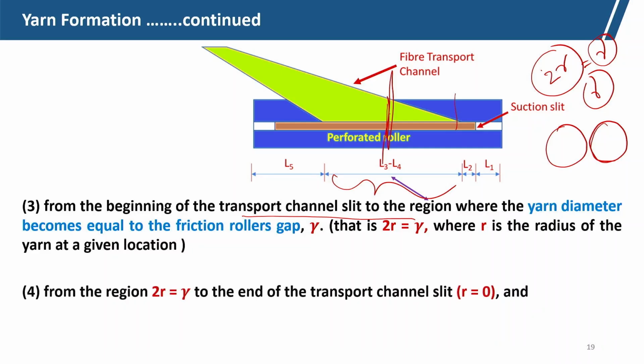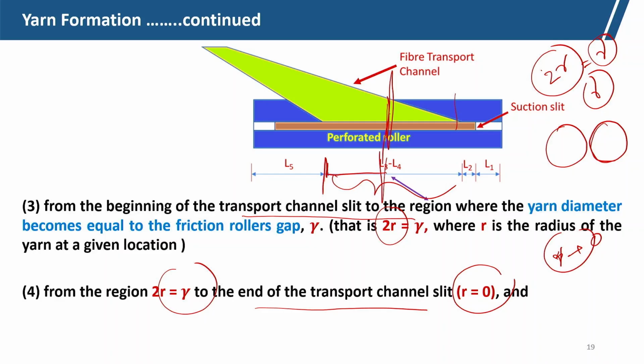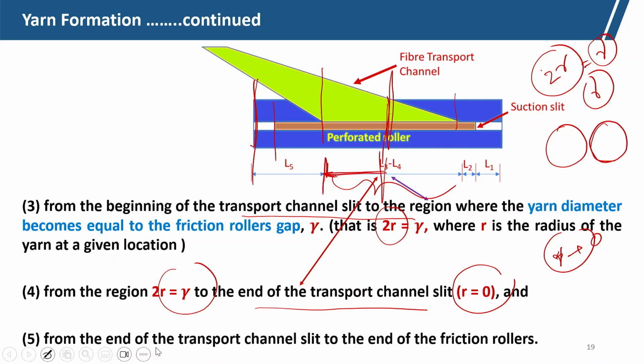Zone 4 starts from the end of zone 3 and goes to the end of the transport channel. At the end of the transport channel, r will be 0, since there is no yarn because no fibers are there. So r goes from its value to 0. That is zone 4. Zone 5 is from the end of the transport channel slit to the end of the friction roller, the drum, and its length is L5.